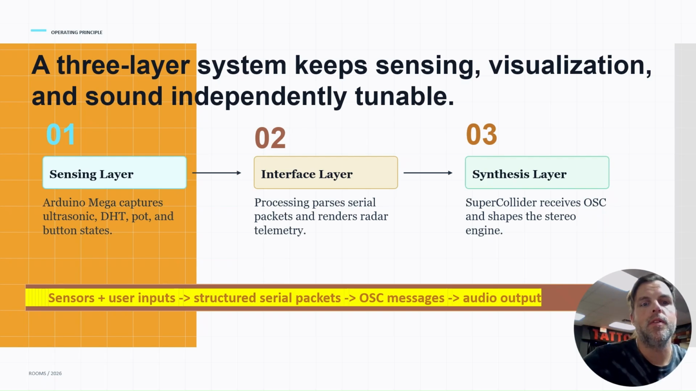Our operating principle is a 3-layer system that keeps sensing, visualization, and sound independently tunable. Layer 1 is the sensing layer. The Arduino Mega captures ultrasonic, DHT, potentiometer, and button states. Layer 2 is the interface. Processing parses the serial packets and renders the radar telemetry. And layer 3 is the synthesis layer. SuperCollider receives OSC messages and shapes the stereo engine. Data flows from sensors and user input into structured serial packets, into OSC messages, and out as audio.